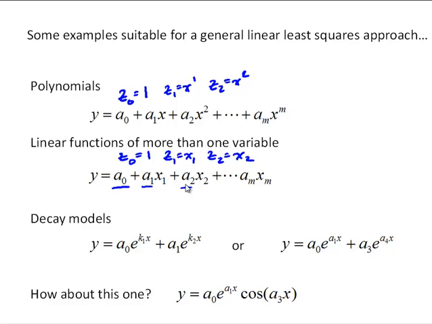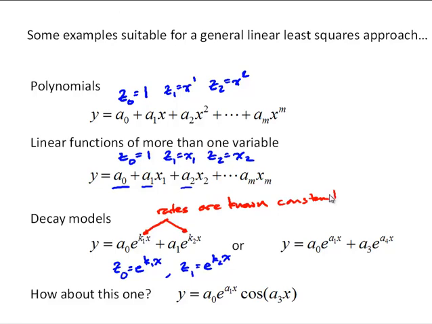Another example could be a decay model like we had for the parametric analysis early in the course. Note, in the case where the decay rates are known, we can formulate this as a general linear least squares model where z0 is equal to e to the k1 x and z1 is equal to e to the k2 x. And that's okay as long as k1 and k2 are known constants.